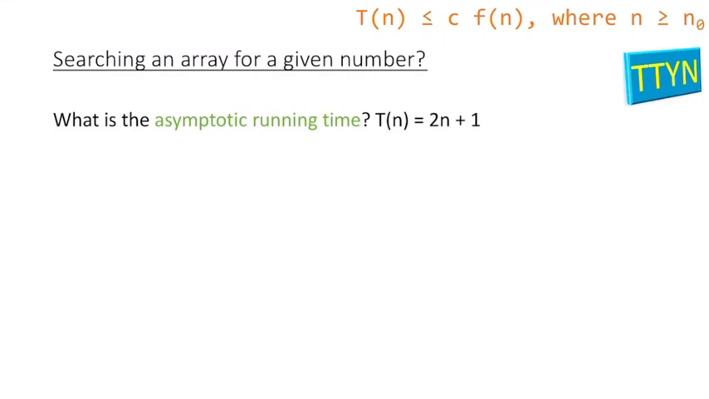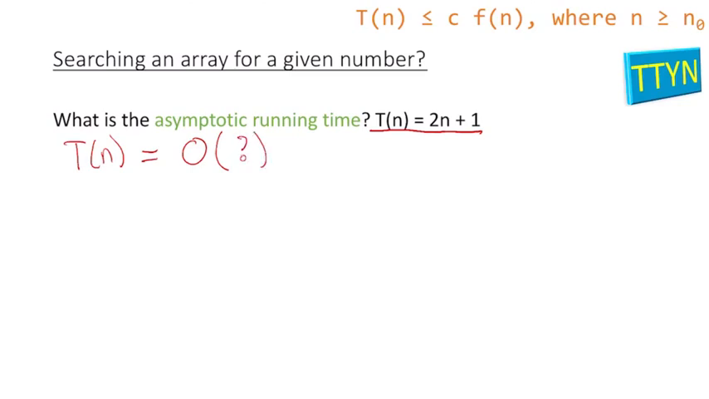So here's T of n. T of n was 2n plus 1. What's the asymptotic running time? So what we have to do is say that T of n has to belong to, and let's just do big O. We'll talk about other types of notation, but for now we'll just do the upper bound on the running time, the worst case kind of running time. Well, it's big O of what?